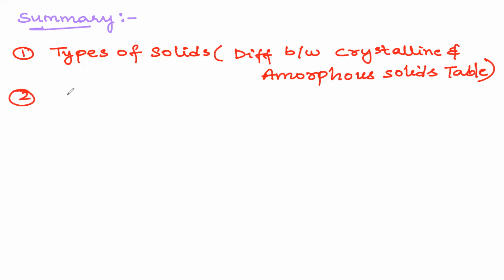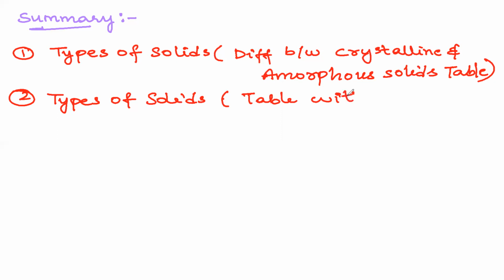The second topic is types of solids, a table with examples and force of attraction. Types of solids like covalent solids, molecular solids, ionic solids, etc. We have also made a table with examples, giving what type of force is acting between them, that is van der Waals force, hydrogen bonding, and so on.